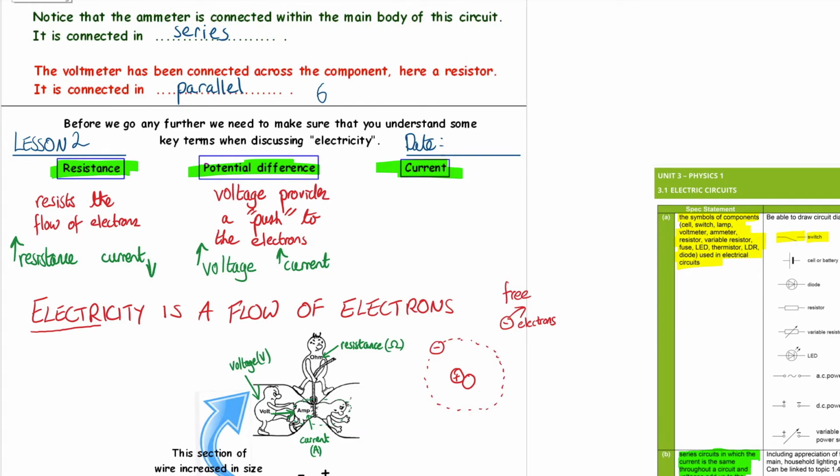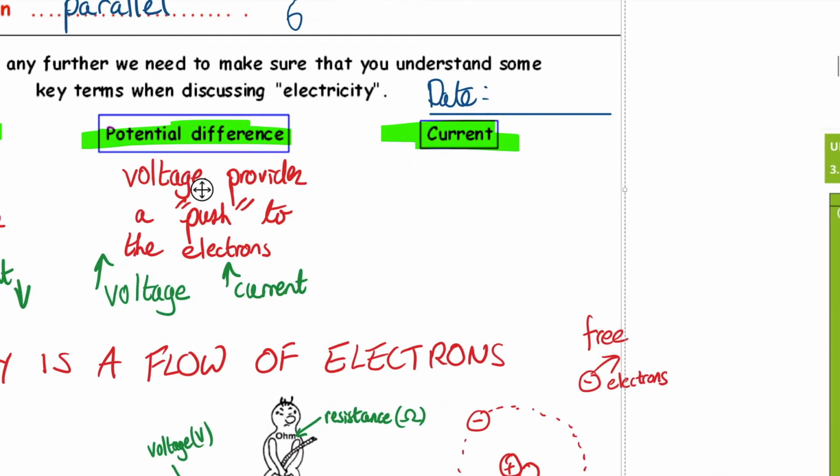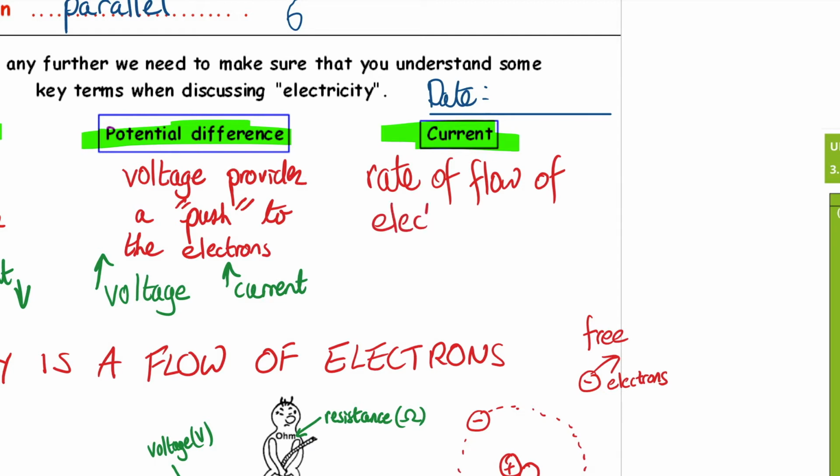Make a few quick notes on current first of all. What is current? It's the rate of flow of electrons. So that means how many electrons flow through a wire per second or within a given amount of time. It's the rate of flow.